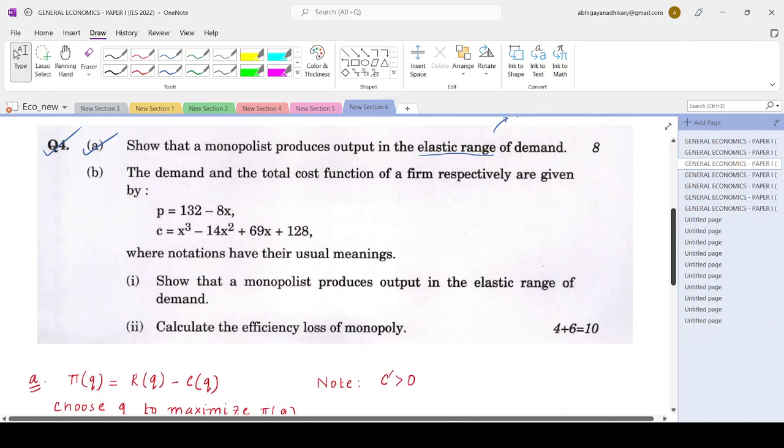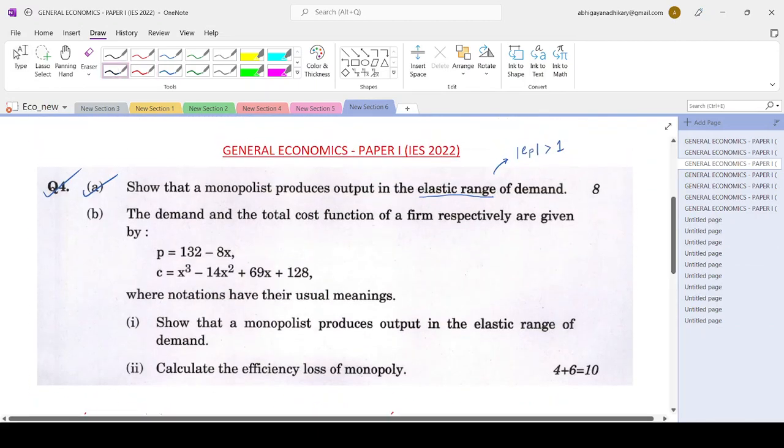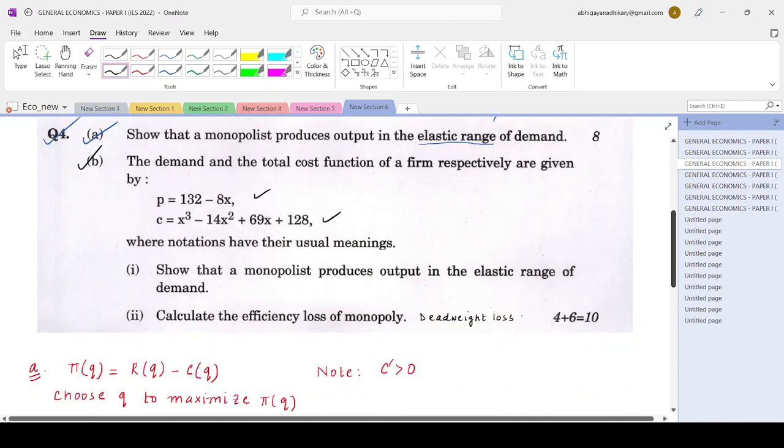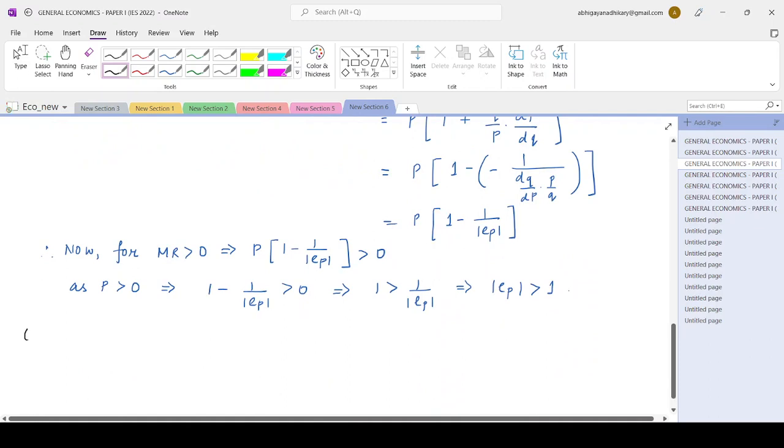Okay, so now moving on to part B of the question. The demand and the total cost function of the firm respectively are given by these two equations, where the notation have their usual meaning. P is the price and X is the quantity level. So we require to show that the monopolist produces output in the elastic range of the demand curve, and we need to calculate the efficiency loss of monopoly. So efficiency loss is basically the deadweight loss that we need to calculate. So this is part B of the question.